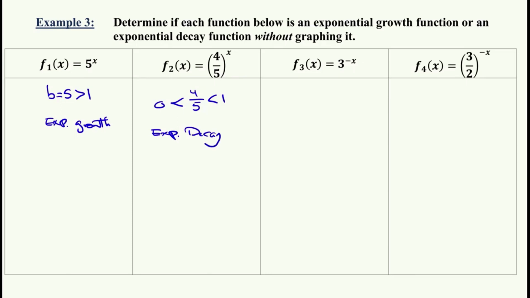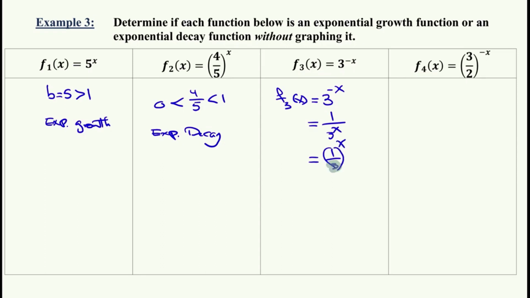For the third function, f3 of x, we need to first write it using positive exponents. So we know that f3 of x equals 3 to the power of -x. And we know that we can write that as 1 over 3 to the x. And in turn, we can go ahead and write that as 1/3 to the x.